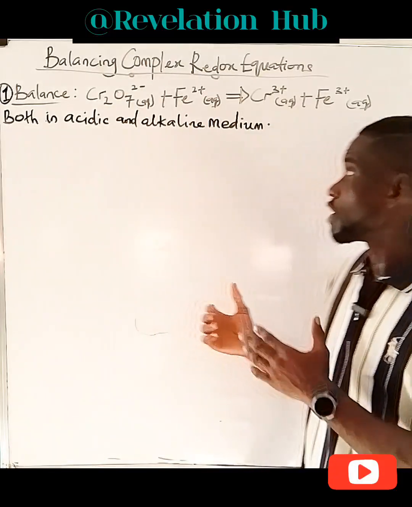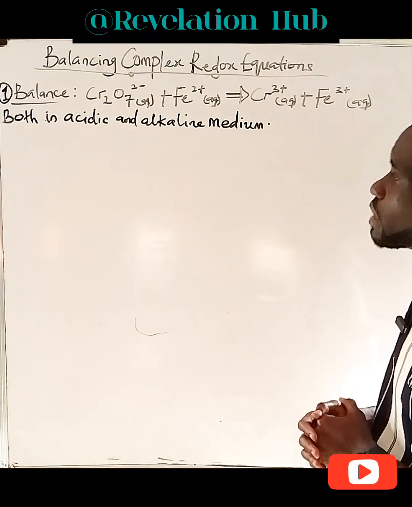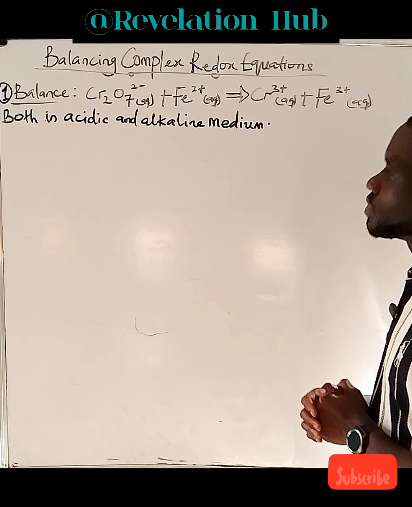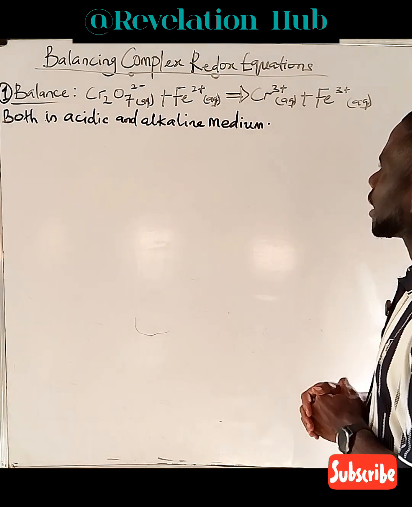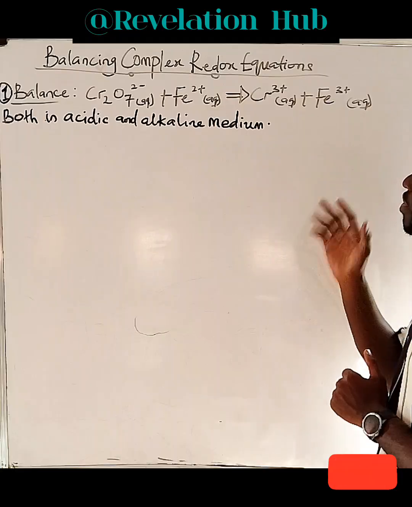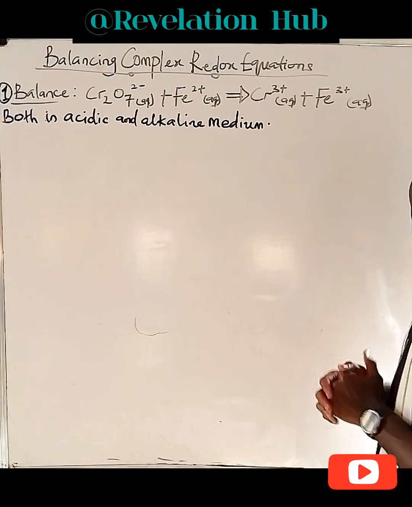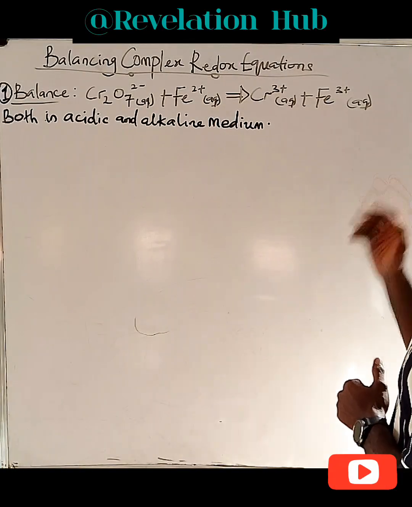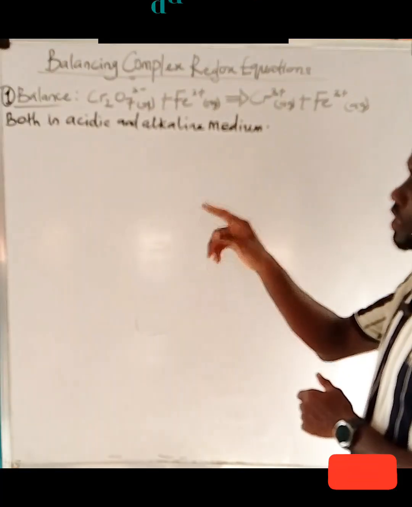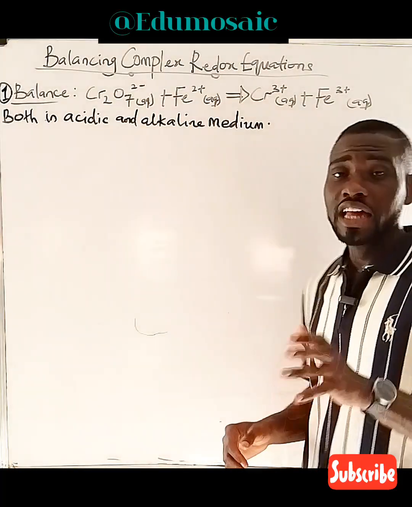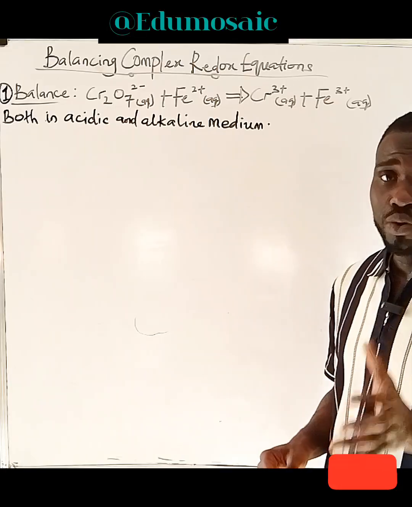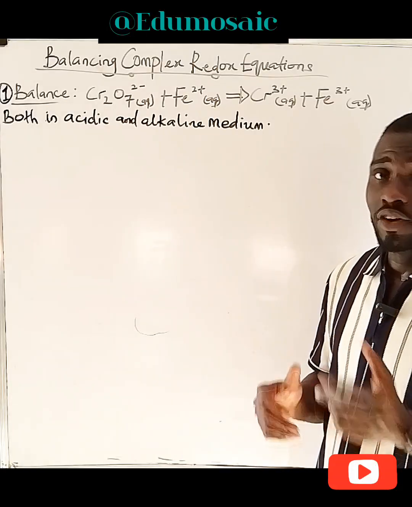So we have a question right here on the board. It's the very first question. We are asked to balance Cr2O7 2- aqueous, plus Fe 2+ aqueous, the two of them coming together to give us Cr3+ aqueous plus Fe 3+ aqueous, both in acidic and alkaline medium. Now the question is, how do we get to know when they are in acidic or alkaline medium?